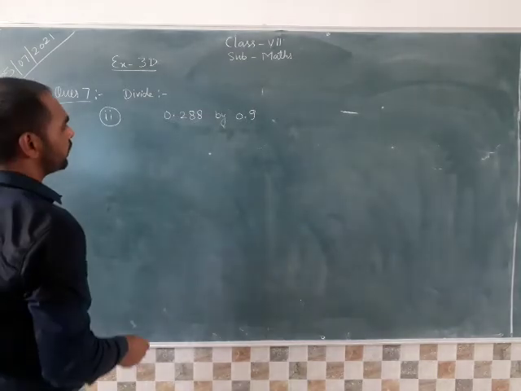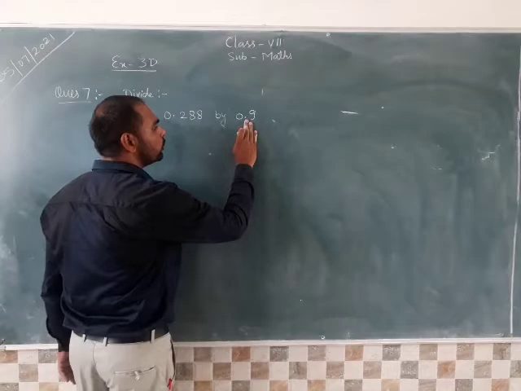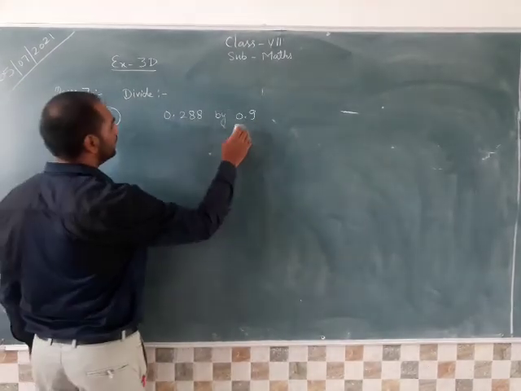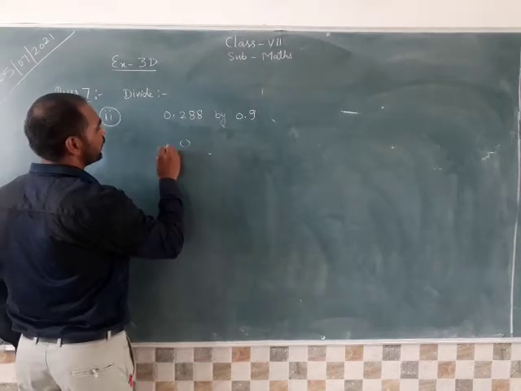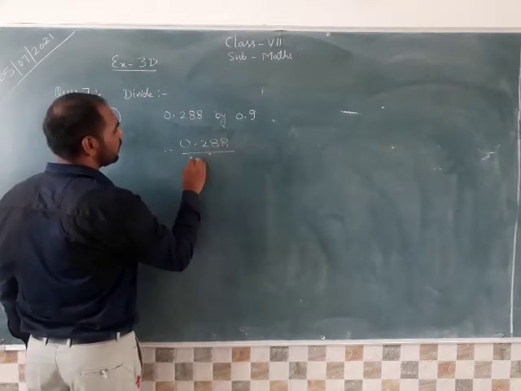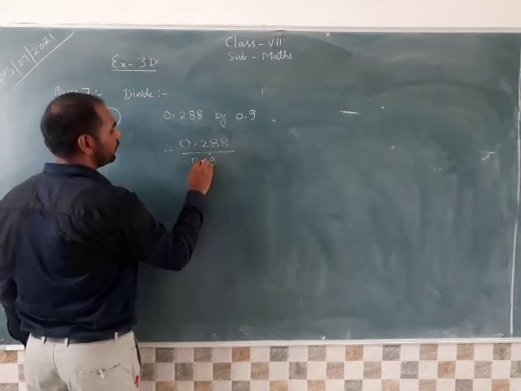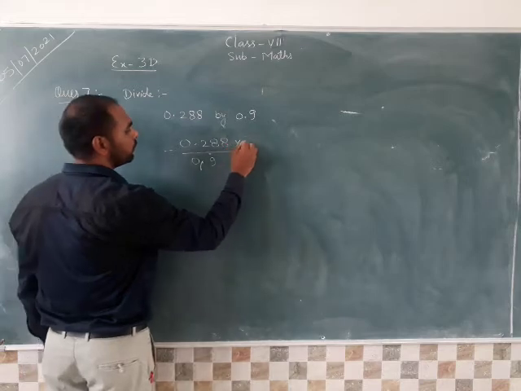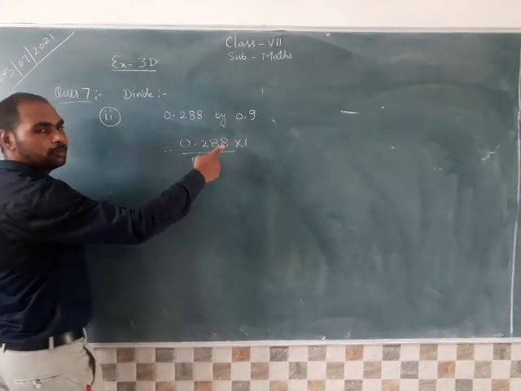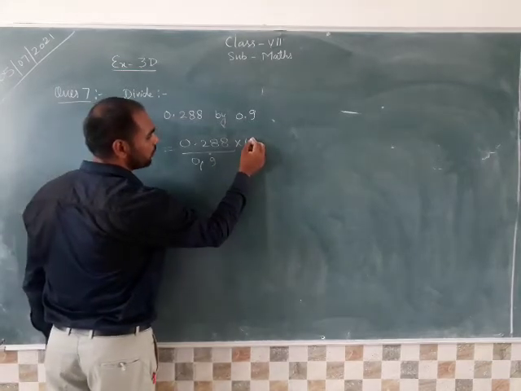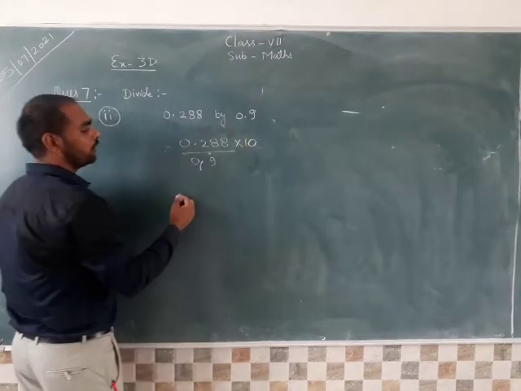0.288 by 0.9. First we will remove the decimal of the denominator, it means the divisor. For this we will write 0.288 in the numerator and 0.9 in the denominator. When we remove the point of the denominator, then 1 comes in the multiplication of the numerator, and after the point there is 1 digit, so we will mark 1 0 after 1.